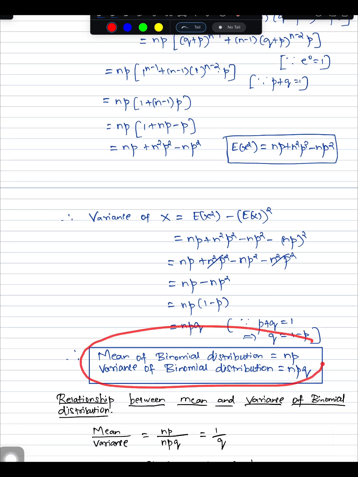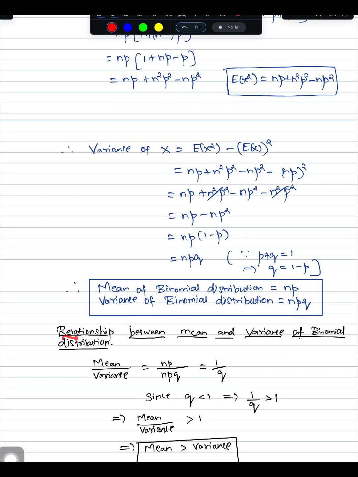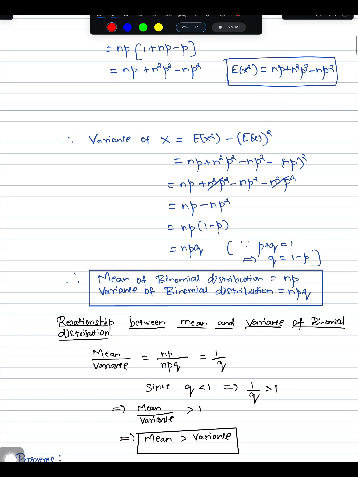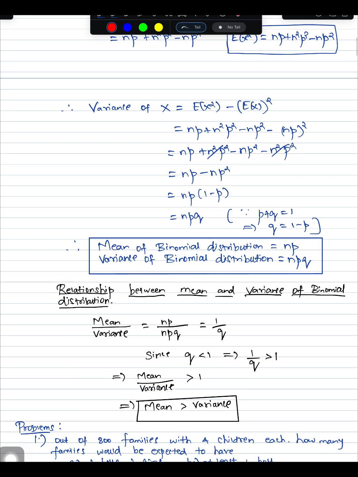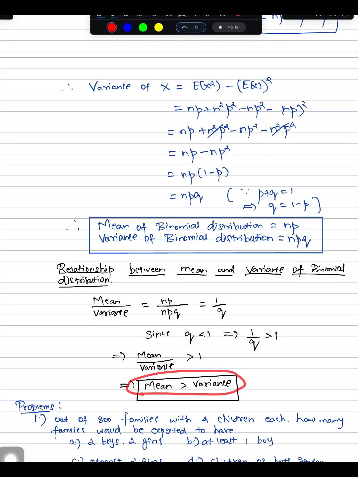Now I just boxed it. The mean of the binomial distribution is np, and the variance of the binomial distribution is npq. And when you want to find a relationship between the mean and variance of the binomial distribution, you just divide mean by variance. That will give you np by npq, which is going to be 1 by q. Now we know very well that q is less than 1. That gives 1 by q is greater than 1. So when this quantity is greater than 1, your mean by variance is going to be greater than 1. That's going to give a relation: mean is greater than variance. So in a binomial distribution, mean is always greater than variance.